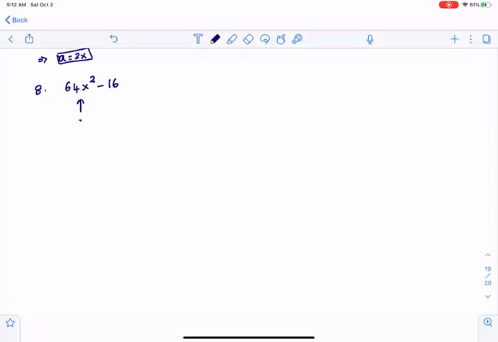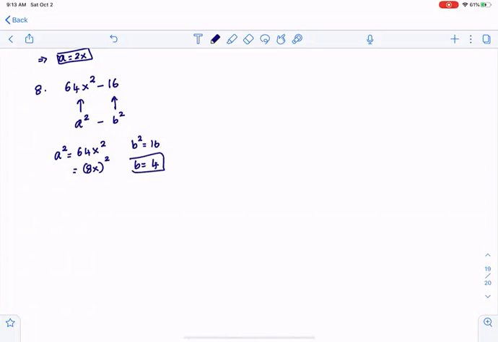So 64x squared, I'll put it as a squared, and that would be b squared. So a squared is equal to 64x squared, which is 8x whole squared. B squared is 16, which would mean b is 4. And a would be 8x.